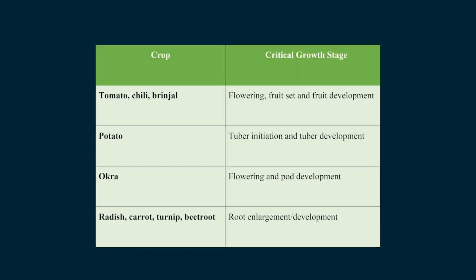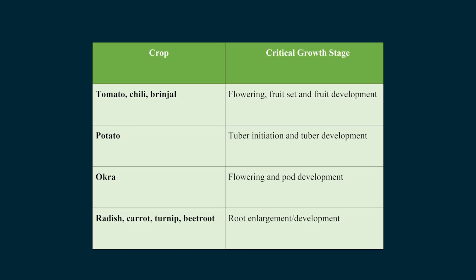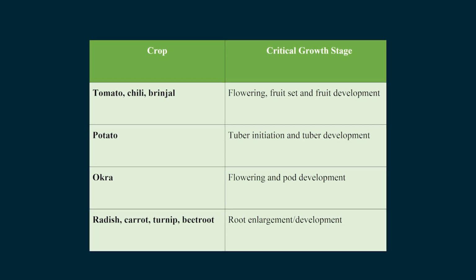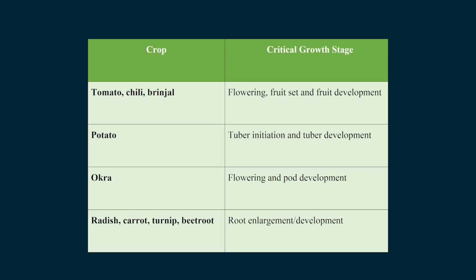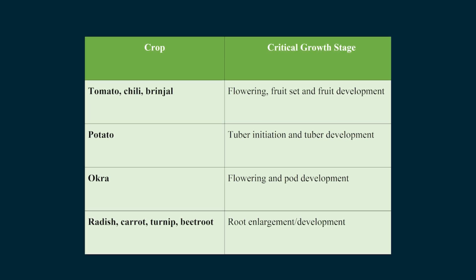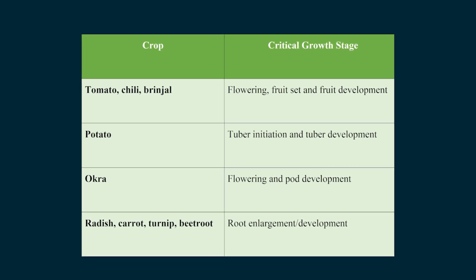Viewers, on your screen you can now visualize the critical stages of vegetable crops at which irrigation is done. Let us take a look. For tomato, chili and brinjal, flowering, fruit set and fruit development is the critical stage. For potato, tuber initiation and tuber development is the critical stage. For okra, flowering and pod development is the critical stage.